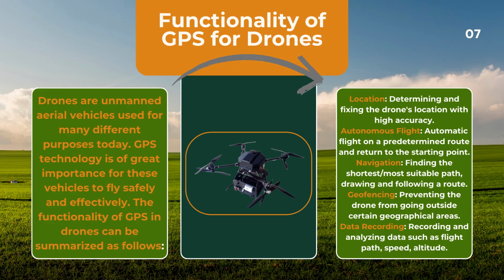Autonomous flight. Automatic flight on a predetermined route and return to the starting point. Navigation. Finding the shortest, most suitable path, drawing and following a route. Geofencing. Preventing the drone from going outside certain geographical areas. Data recording. Recording and analyzing data such as flight path, speed, altitude.